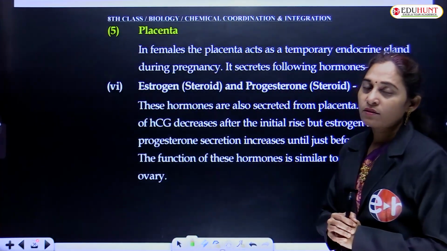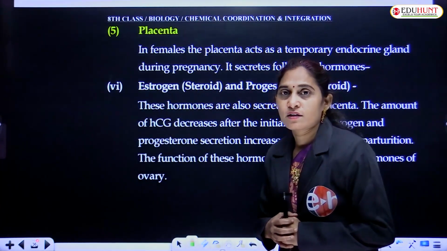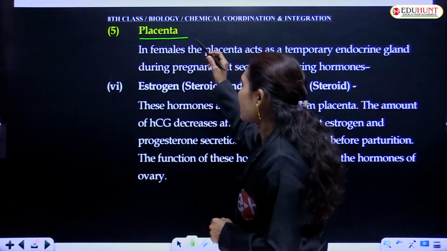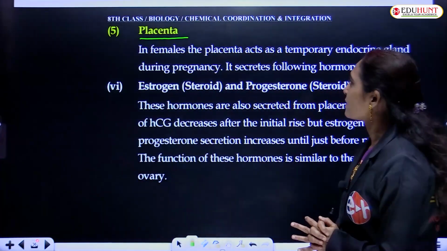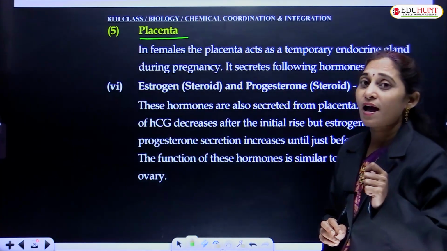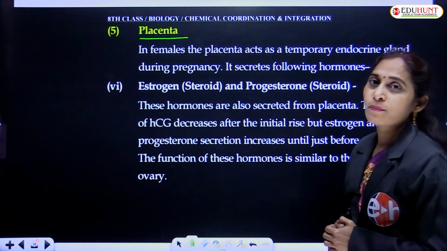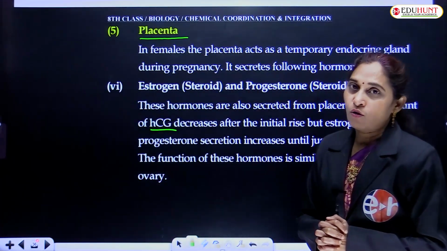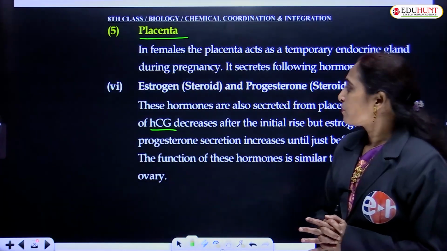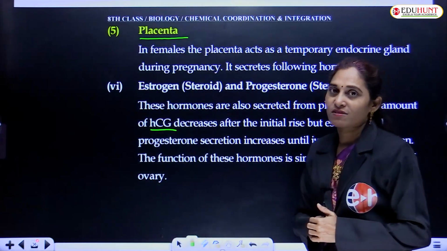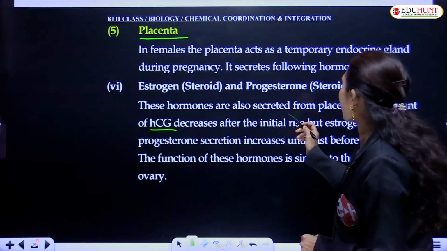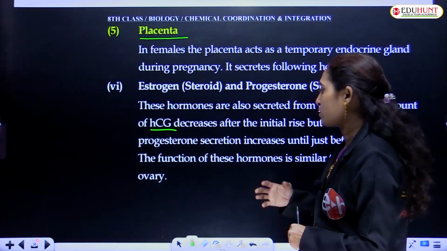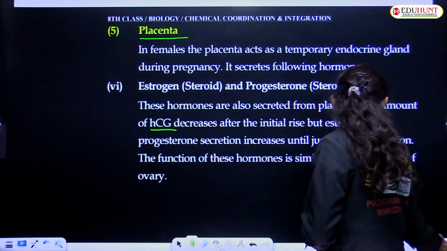Let us see the next structure that produces hormones: the placenta. In the female, the placenta temporarily acts as an endocrine gland. It produces HCG, that is human chorionic gonadotropin, and it is secreted by the placenta. The function of this hormone is similar to the sex hormones.